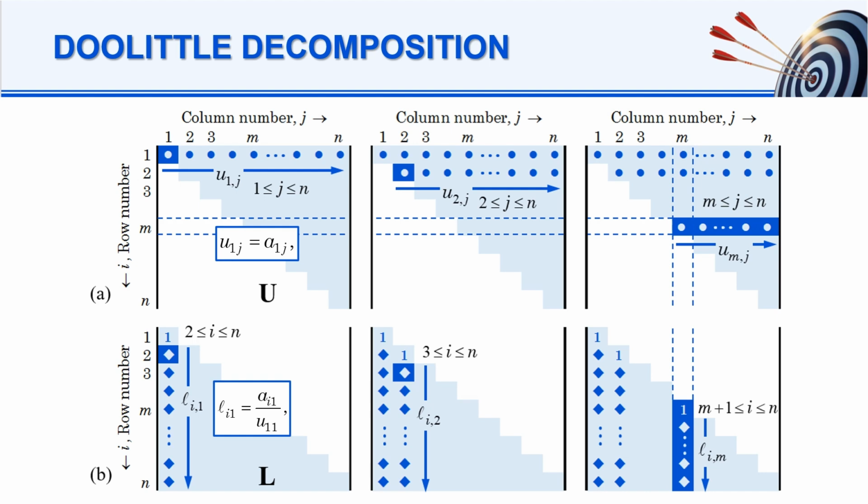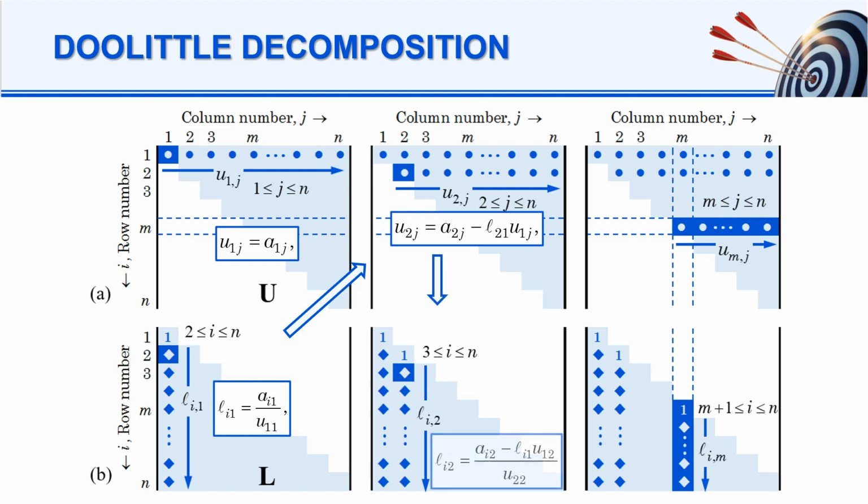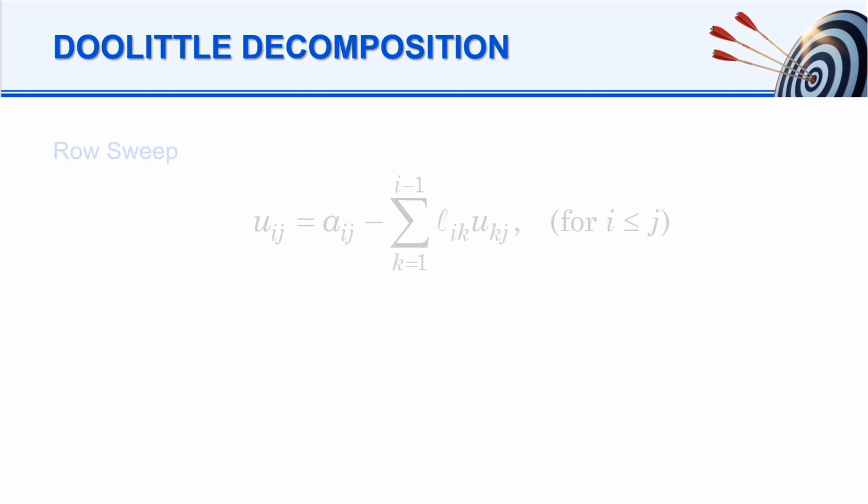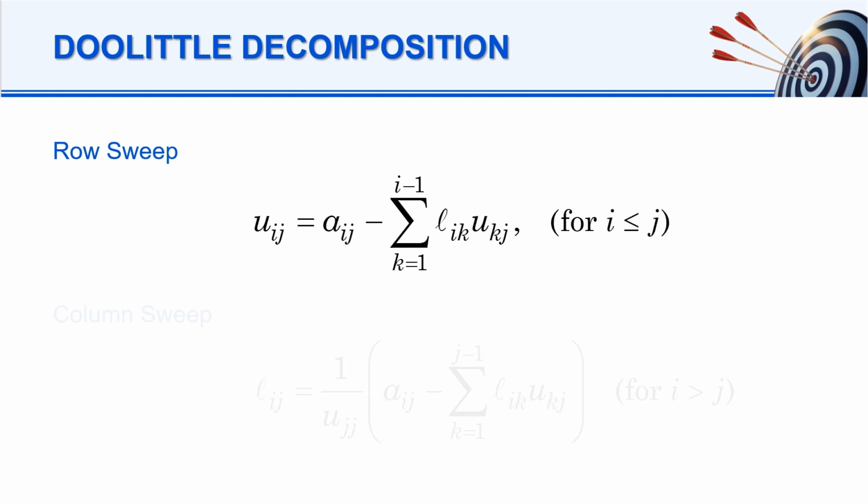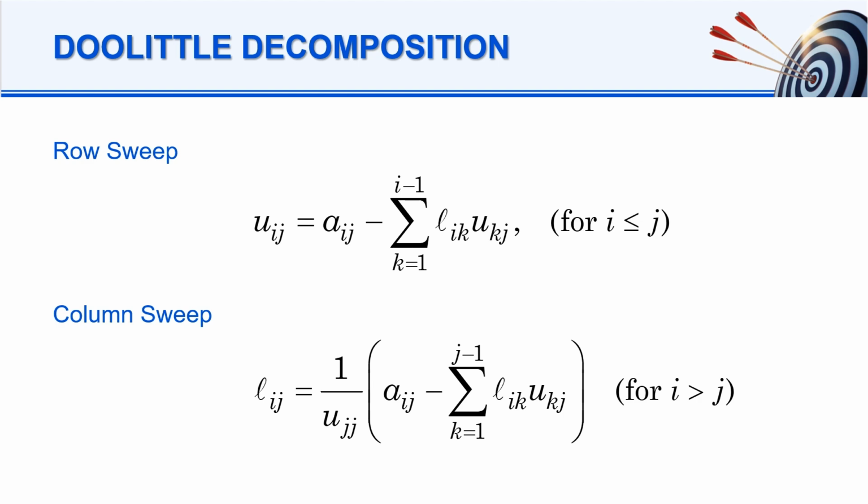The procedure is sequenced to compute one row of U and its corresponding column of L until all rows and columns of A are exhausted. The elements of the ith row of matrix U and ith column of matrix L are determined by row and column sweeps and can be generalized as follows.